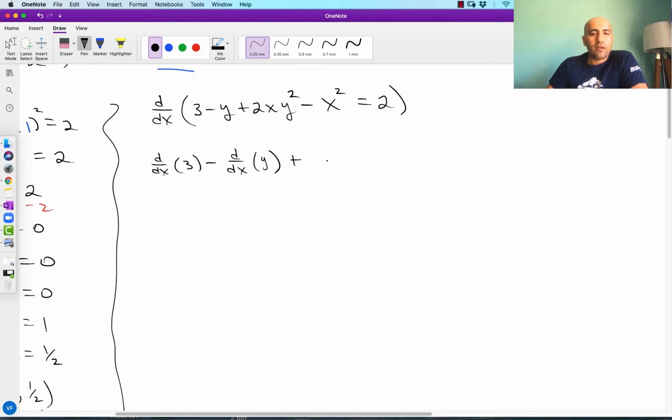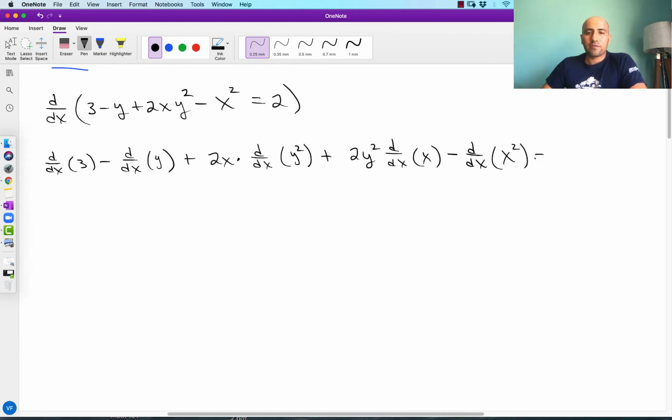Plus, and then we have a little product rule here. So let's do 2x times the derivative with respect to x of the y squared. Plus, now let's leave the 2 and the y squared alone, times the derivative with respect to x of just the x, right? So we take turns, minus the derivative with respect to x of the x squared equals the derivative with respect to x of 2. And so we know that this one's easy. That's just going to be a 0. And we know this one is just going to be a 0.